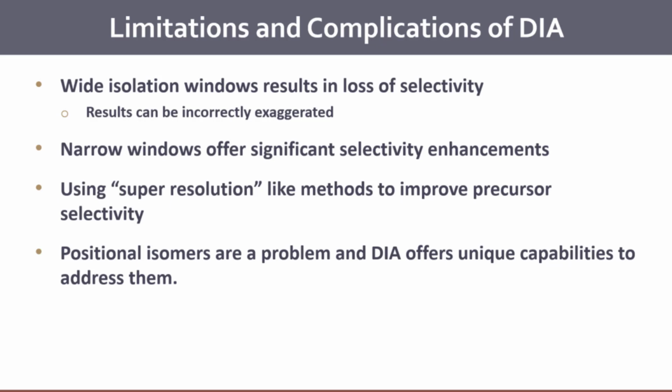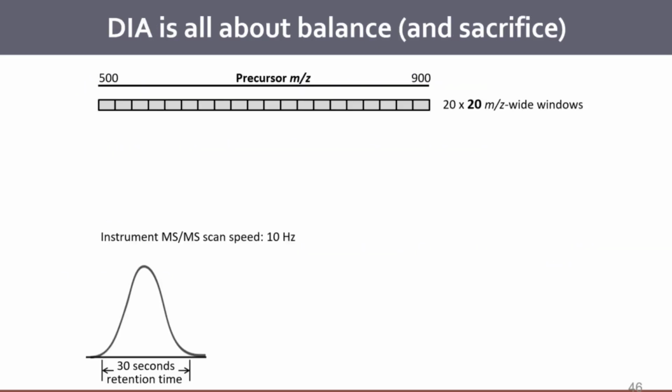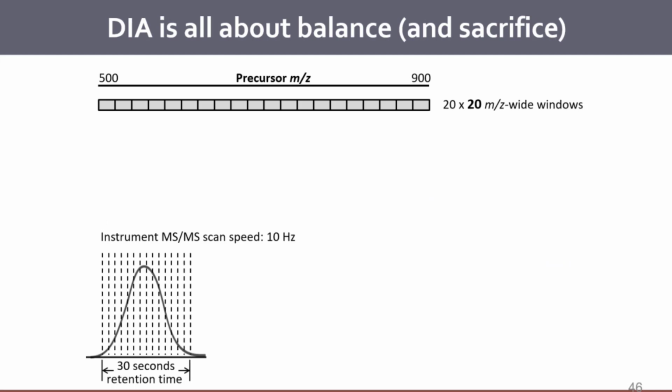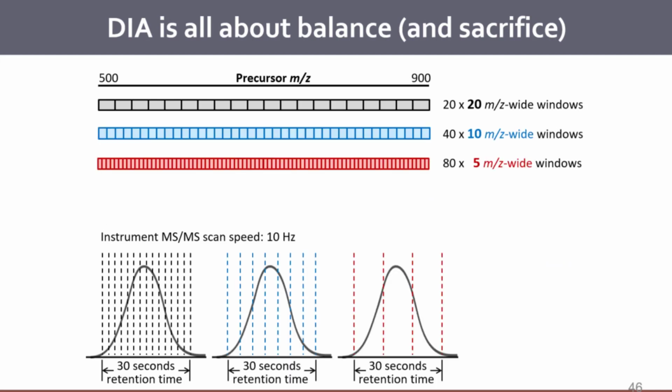Narrow windows offer significant selectivity enhancements. We talked about 50 hertz being that magic number. There are also super resolution-like methods to improve precursor selectivity. Brian already talked about this a little bit, which is the overlapping windows, but we can talk a little more about that. Positional isomers are a problem, and DIA actually offers some unique capabilities to address them. So let's just start with this: DIA is always a balance and a sacrifice.